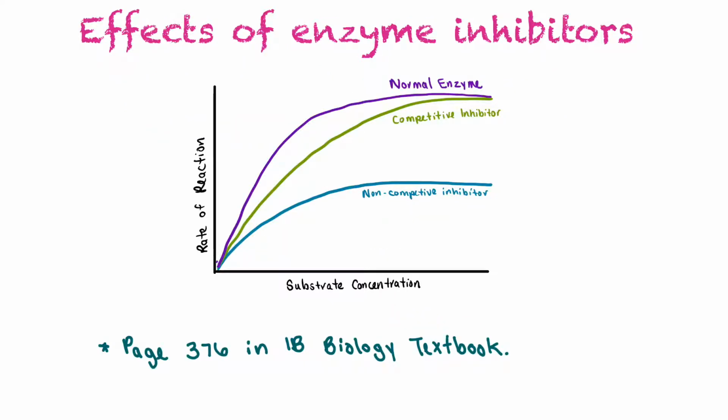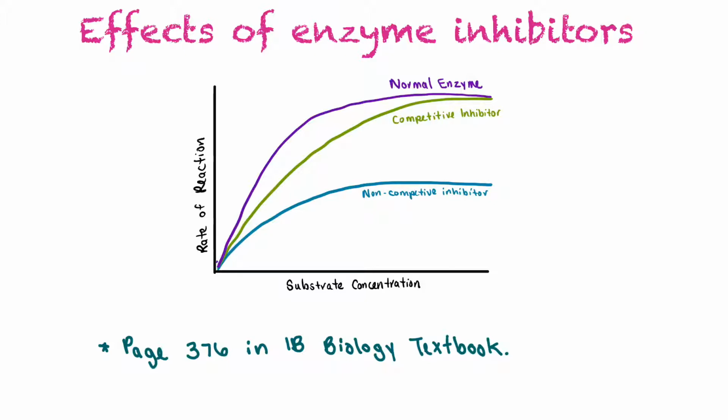One thing we need to explore is the effect of enzyme inhibitors. On page 376 in your IB biology textbook, this diagram is found. If you take a look at the first one, if there's a competitive inhibitor, the reaction would be able to eventually meet the rate of reaction of the normal enzyme if there's more substrate added. At normal substrate levels, it would be inhibited, but if you added more and more substrate, eventually there would be enough substrate to overcompensate for the inhibitor, and the reaction rate would catch up.